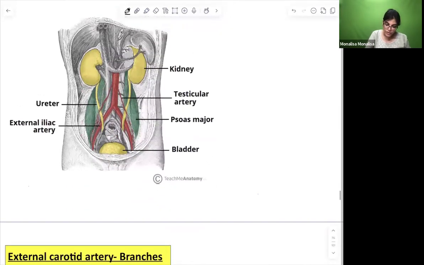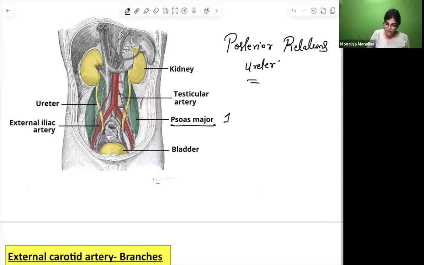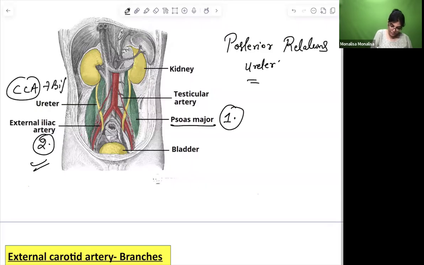And this diagram is showing the posterior relations of the ureter. So what is the posterior relation, my dear students? The psoas major muscle and the bifurcation of the common iliac artery. The common iliac artery bifurcates into the external iliac and internal iliac artery.